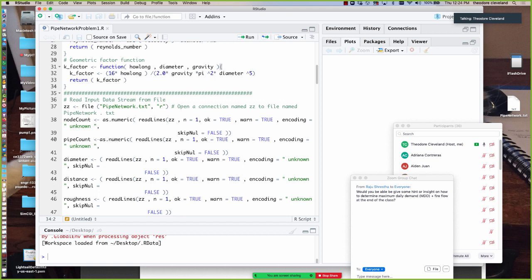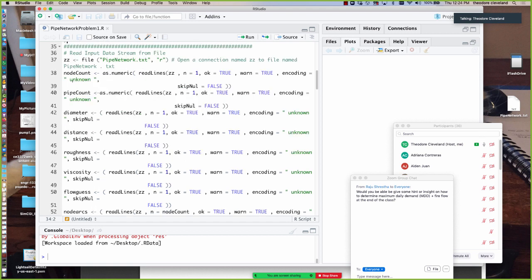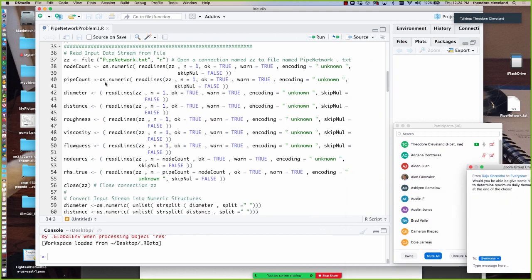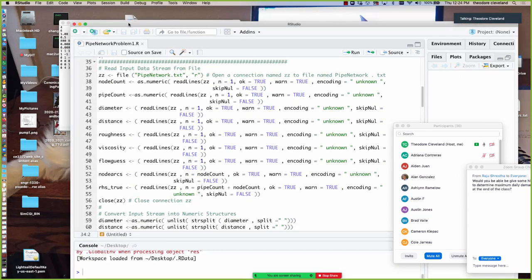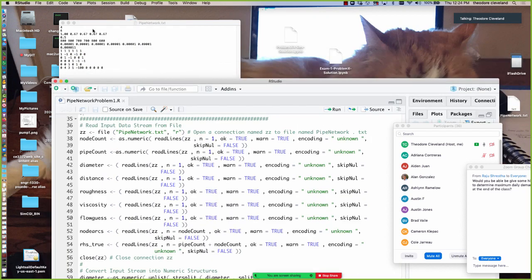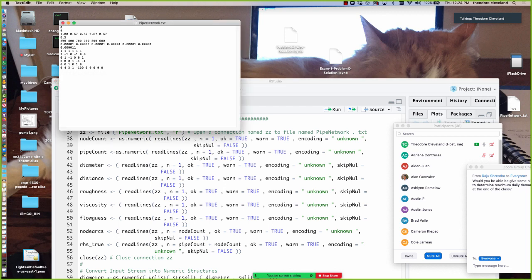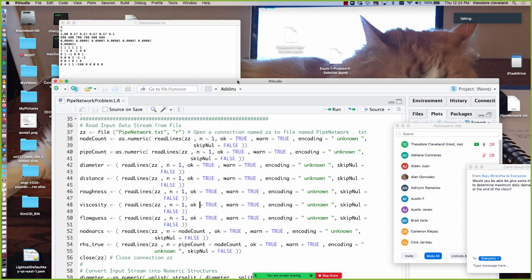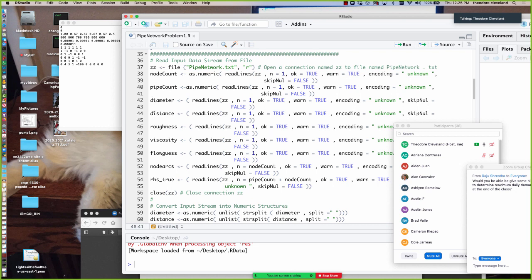Next, we have to read data from the input file, and so our input file is pipe network. The first thing we read is how many nodes, and there's four nodes. How many pipes? There's six pipes. Next thing it reads is the pipe diameter going from pipe 1, 2, 3, 4, 5. Put that sixth one in the right place. Next it reads how long each pipe is. So the 800, 800, 700, 700, 800, 600.